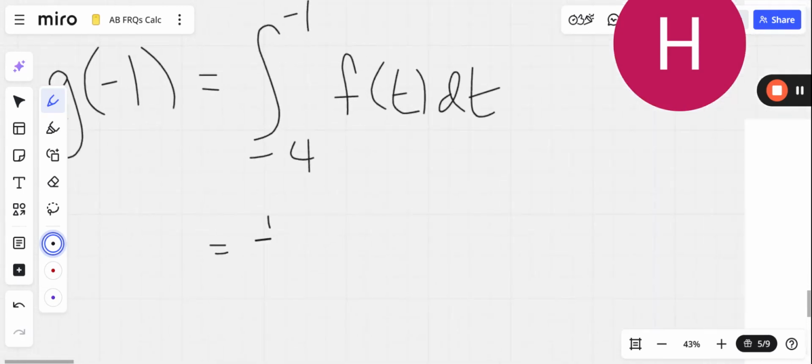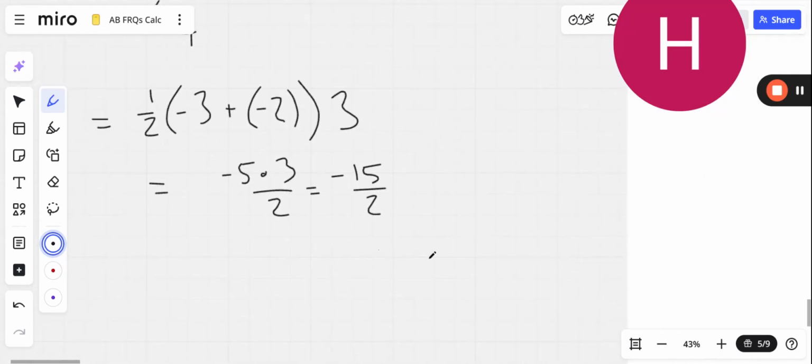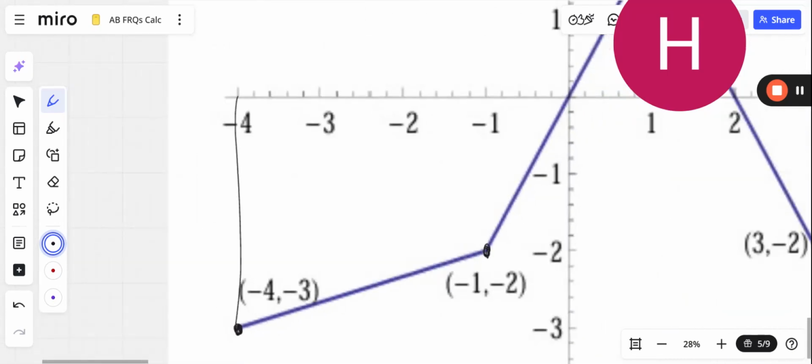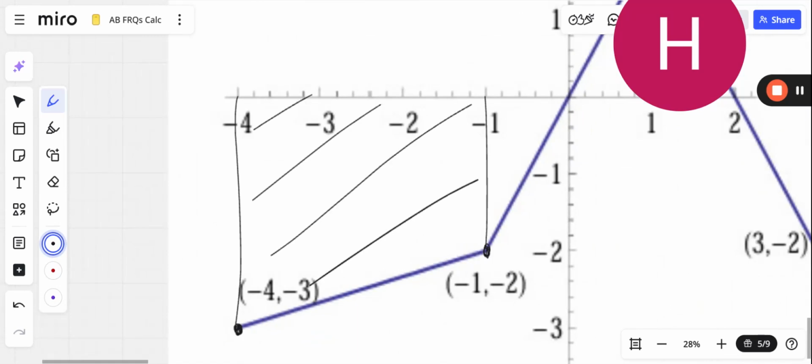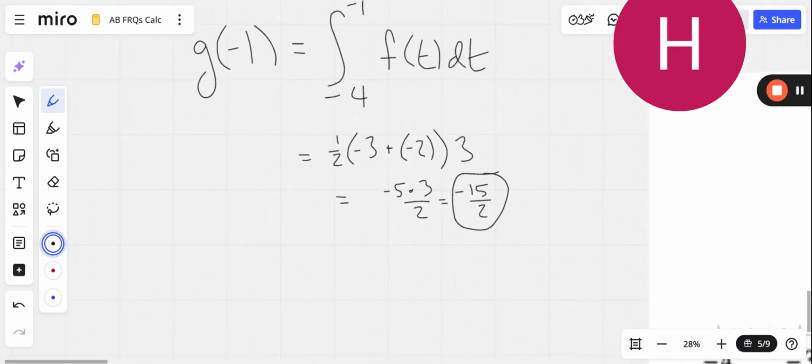This is going to be 1/2 times base 1, negative 3, plus base 2, negative 2, times the height, which is 3. Alright, so we have negative 5 times 3 over 2, and you can call that negative 15 over 2. Okay, it makes sense that it's a negative value because we're only looking at space that's underneath the x-axis, so all of this is going to be negative. Yeah, looks good.